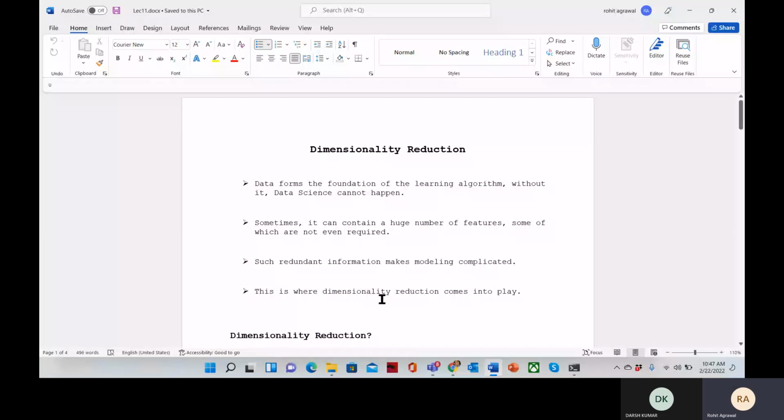Dimensionality reduction. Can anyone tell me what is the advantage? What does it mean? See, we are working on the data every time, and for some applications the data may be huge. You may have as many numbers as you are not able to handle. So in that case, dimensionality reduction arrives.